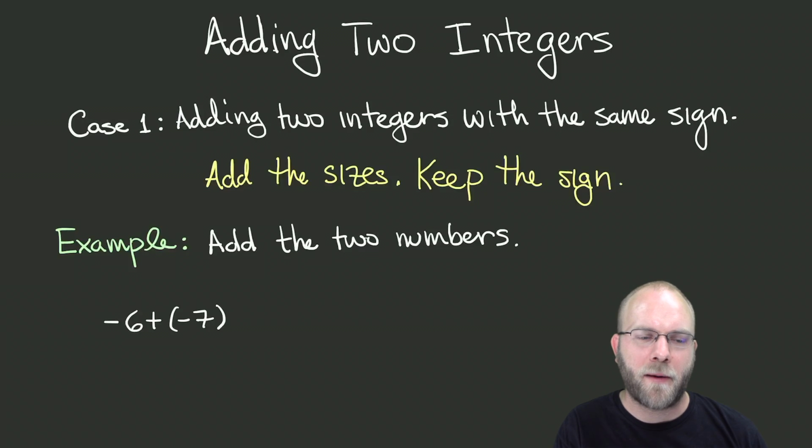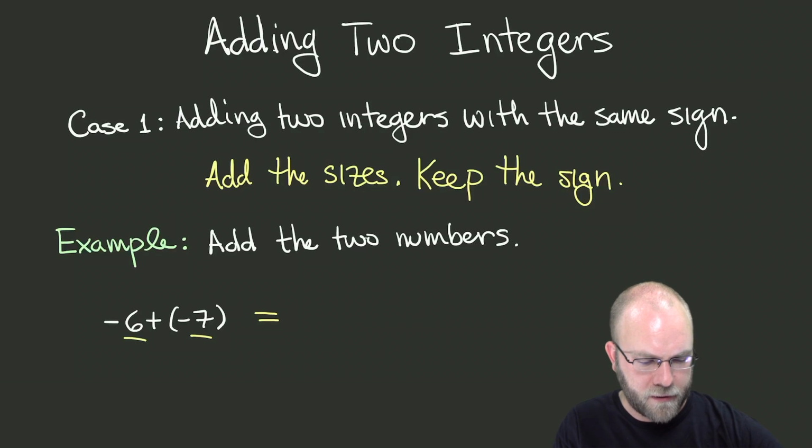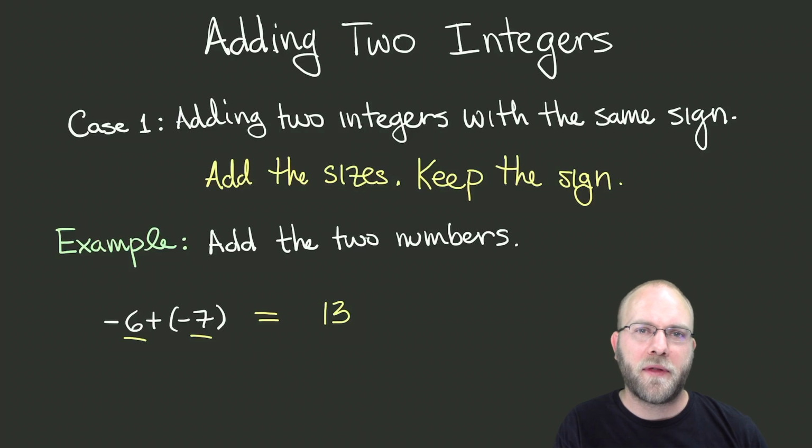So let's look at an example. We have -6 plus -7. So we're going to add the two sizes. Now the sizes of the numbers are 6 and 7. And when we add those two numbers together, we're going to get 13. But then we keep the sign that they both had. So they were both negative, and so the result is going to be -13.